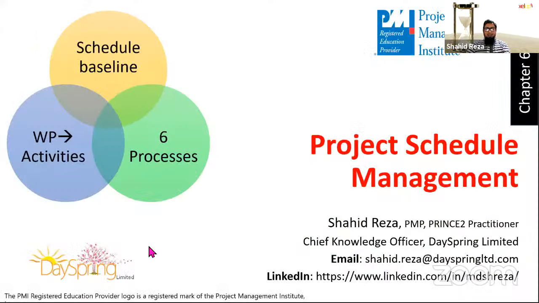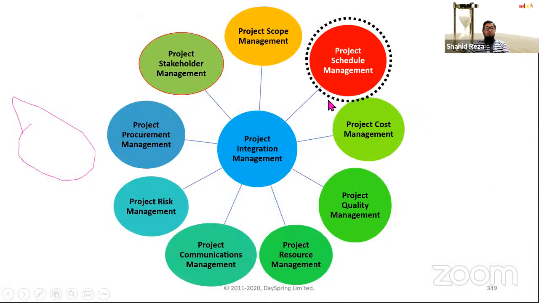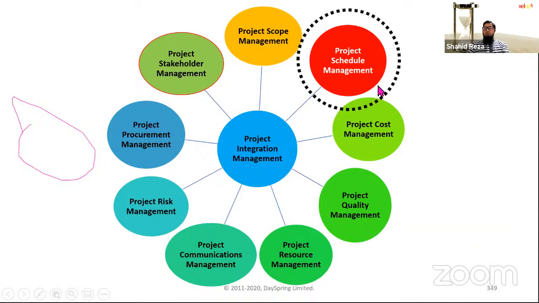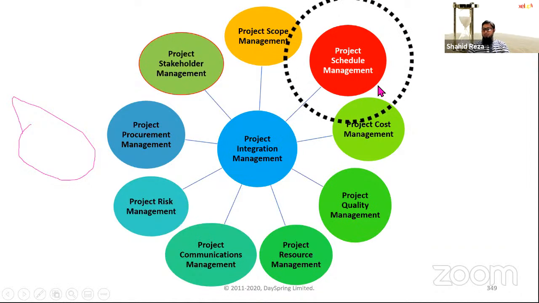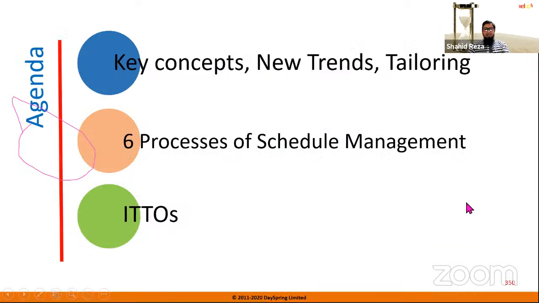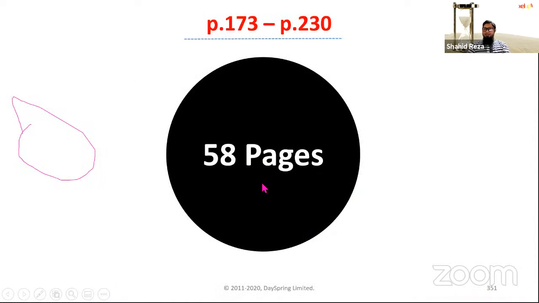So we are starting project schedule. That's why I have written work package here. We'll break down work packages into activities in this chapter. All right, let's move. This is project schedule management, chapter number 6. This is one of the largest chapters in PMBOK, 58 pages.